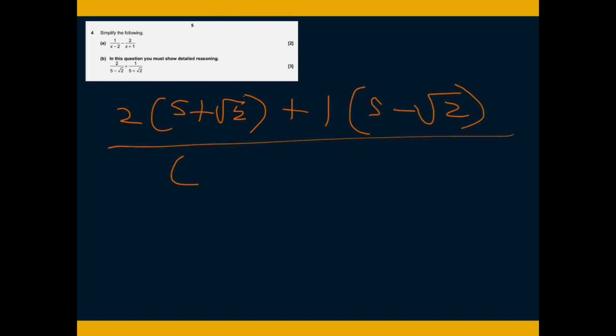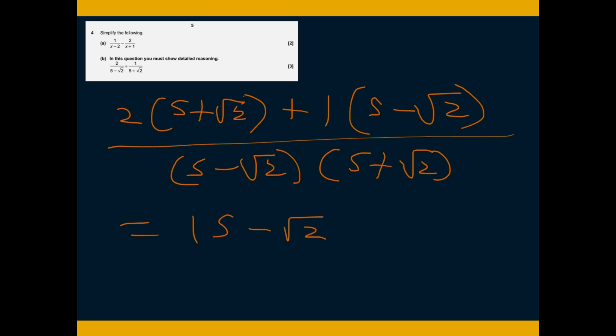Now for part B, we're going to follow a similar method. We are going to look for the common denominator, which we can do by multiplying. So 2(5 + √2) + 1(5 − √2), all divided by (5 − √2)(5 + √2), which, when fully simplified, equals (15 − √2)/23. Also, just a thing of note, if you wanted to know, these cancel because it will become −5√2 + 5√2.